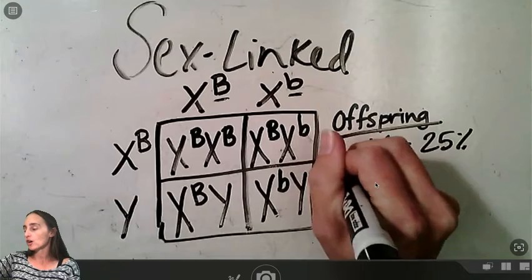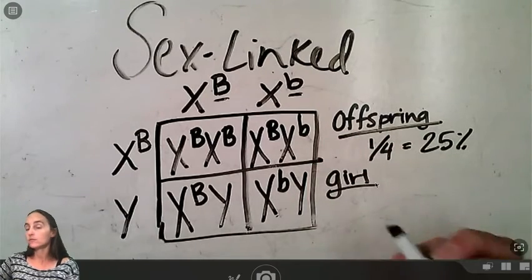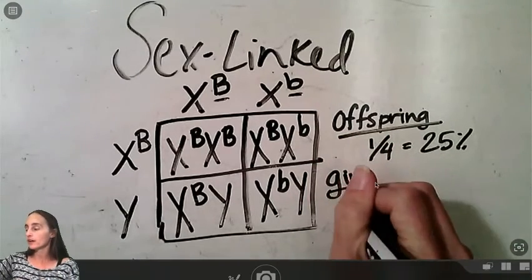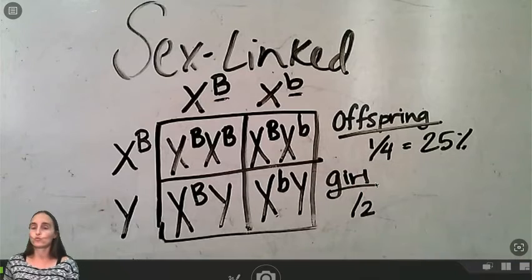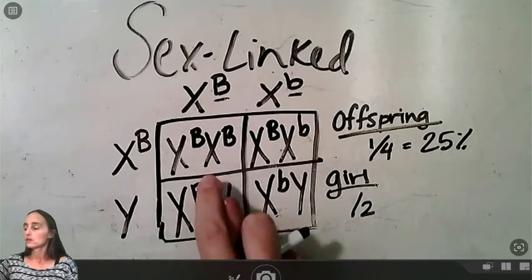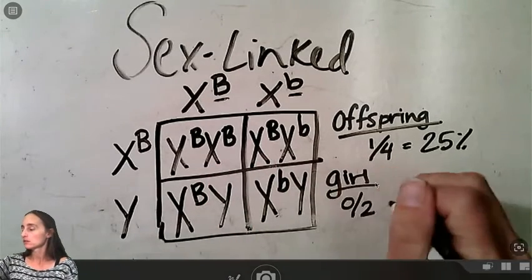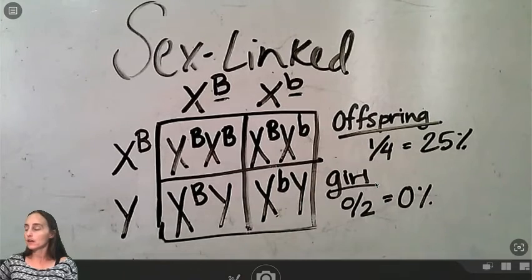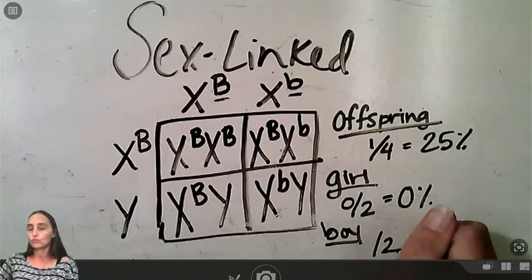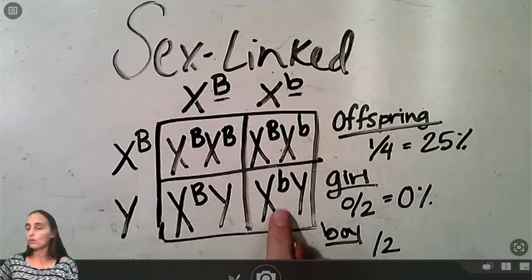What are the chances a girl will be colorblind? Oh, I don't have 4 on here anymore. Not 4. I only have 2. No. Okay. What is the chance that a boy will be colorblind? I only have 2. Woo-hoo, colorblind.